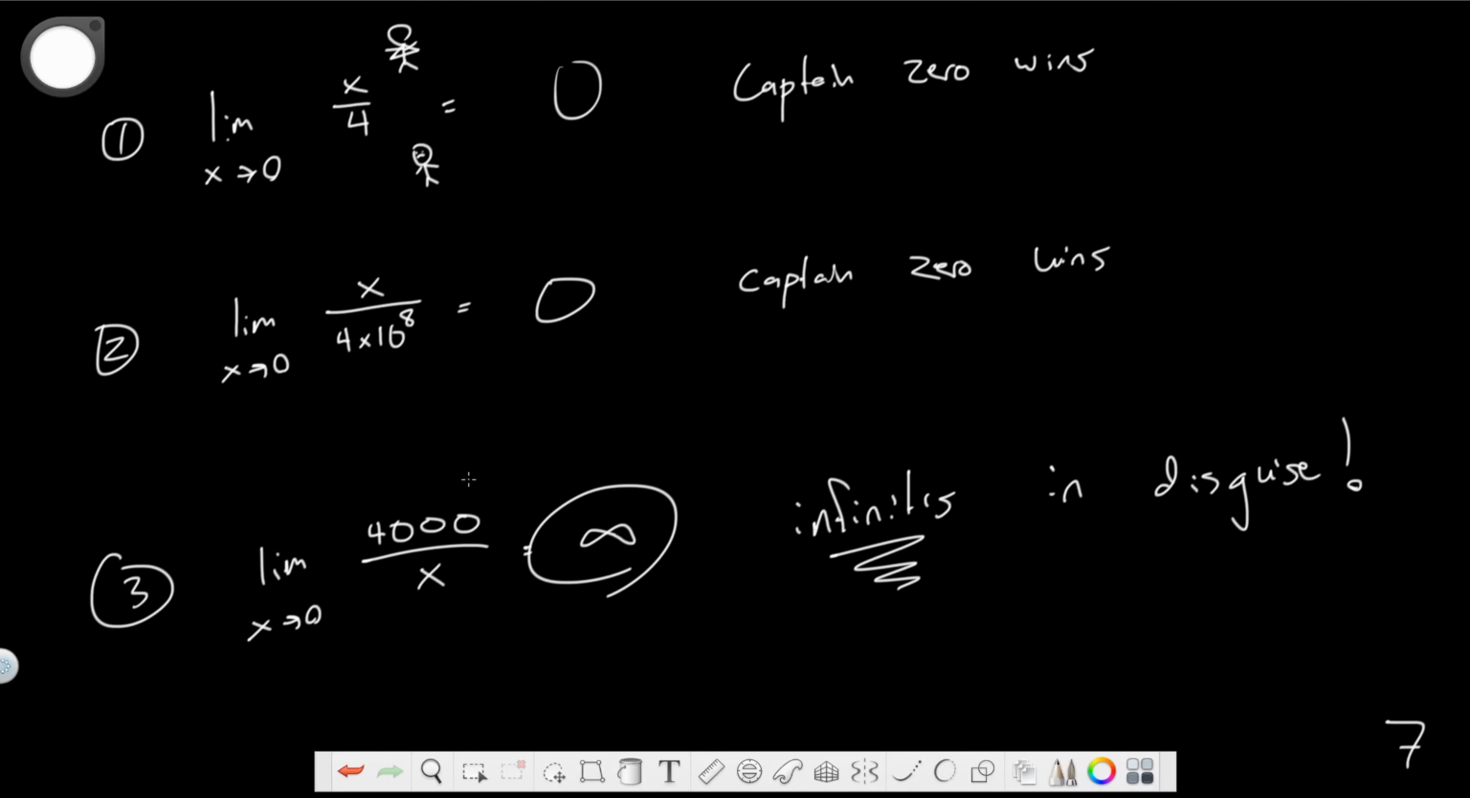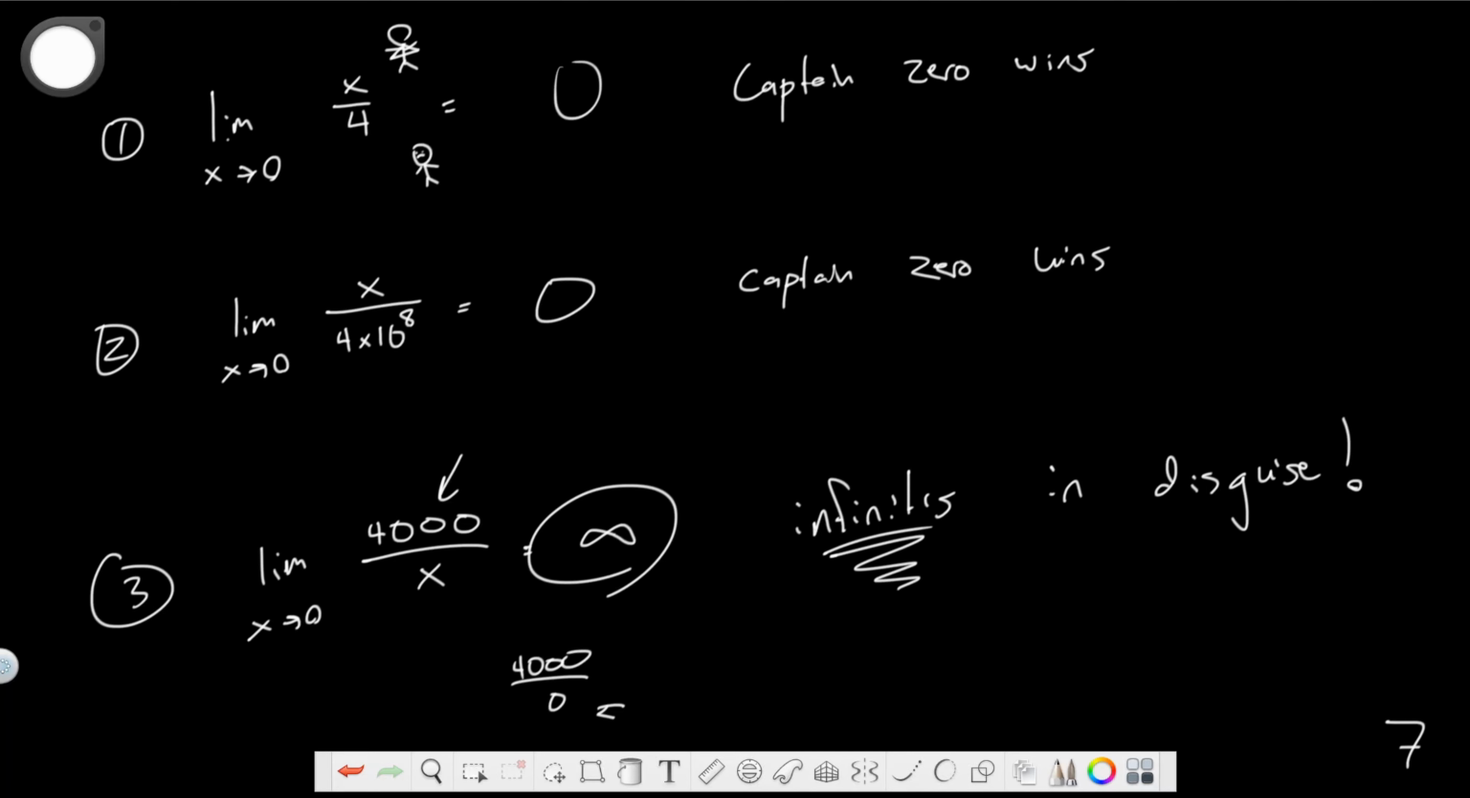Infinitus wins against a mortal. Once again, superheroes always beat mortals, and we have found an example of this superhero using its power. We have 4,000 over 0. We think it's Captain 0. No, it is infinitus in disguise as Captain 0. At this point, you may be thinking, these are pretty mean superheroes, almost like supervillains fighting all these mortals.